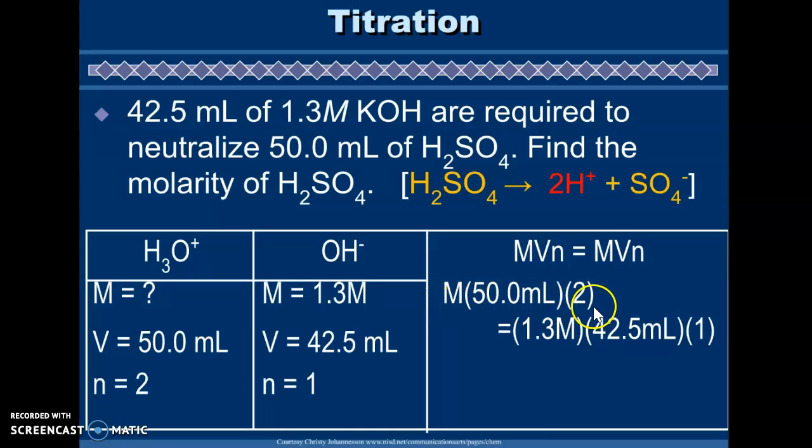So you're going to have to divide 100 from the left side and 100 from the right side. And when you do that, you should get 0.55 molar H2SO4. So you just calculated the concentration of sulfuric acid that you need to neutralize the amount of base that you have. So nicely, the moles took care of any thinking you had to do. You didn't have to worry about how this is diprotic and this is a monohydroxy base. It just does it for you.